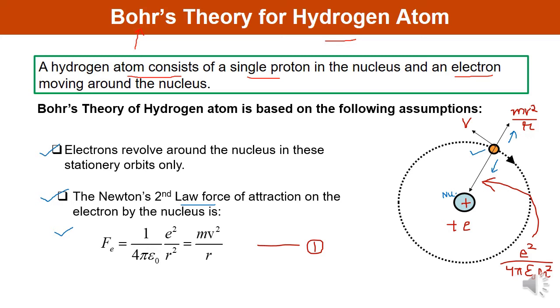F is equal to mv square upon r. This is because of the centrifugal force. And 1 upon 4 pi epsilon naught into e square upon r square. This is because of Coulomb's law.